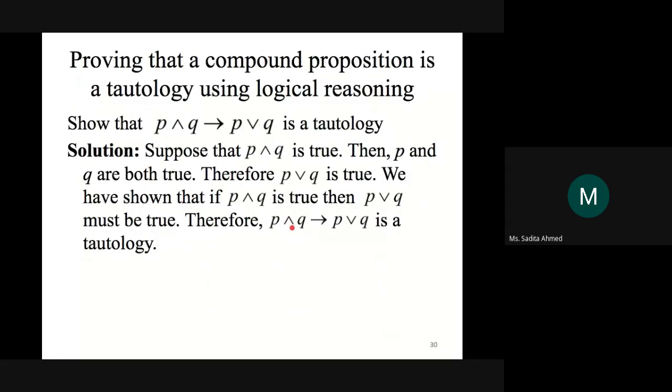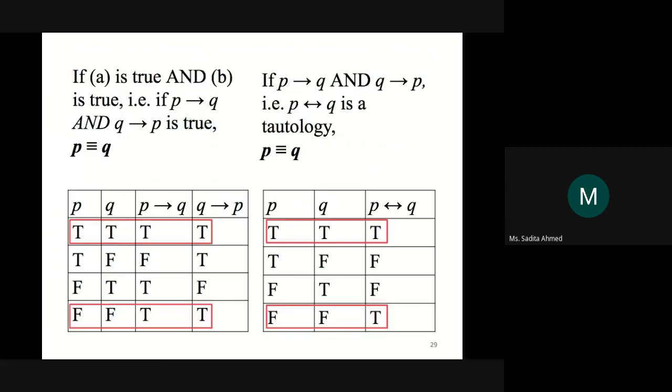Excuse me. Could you explain the last part again? The last part, this part, how we proved that P is equivalent to Q based on the fact that the biconditional statement between P and Q is a tautology. This part.